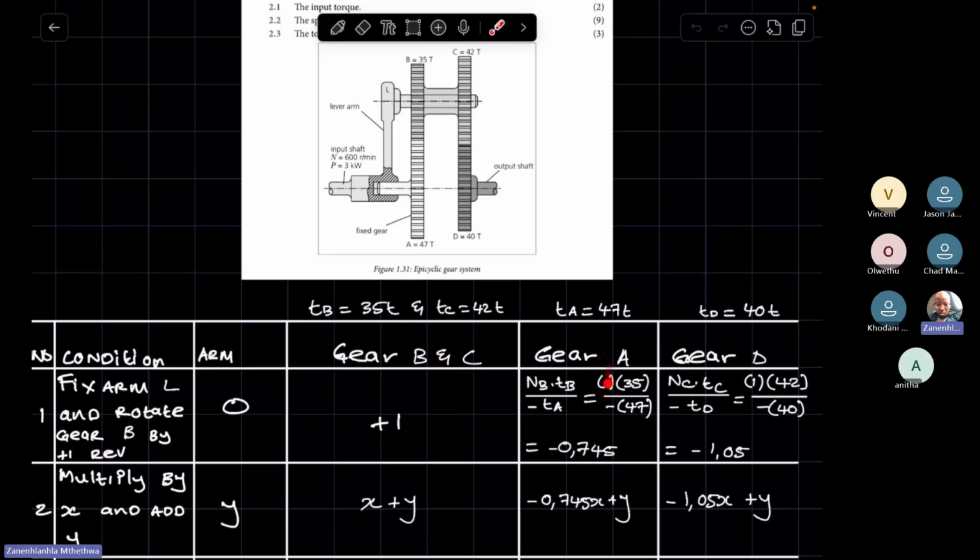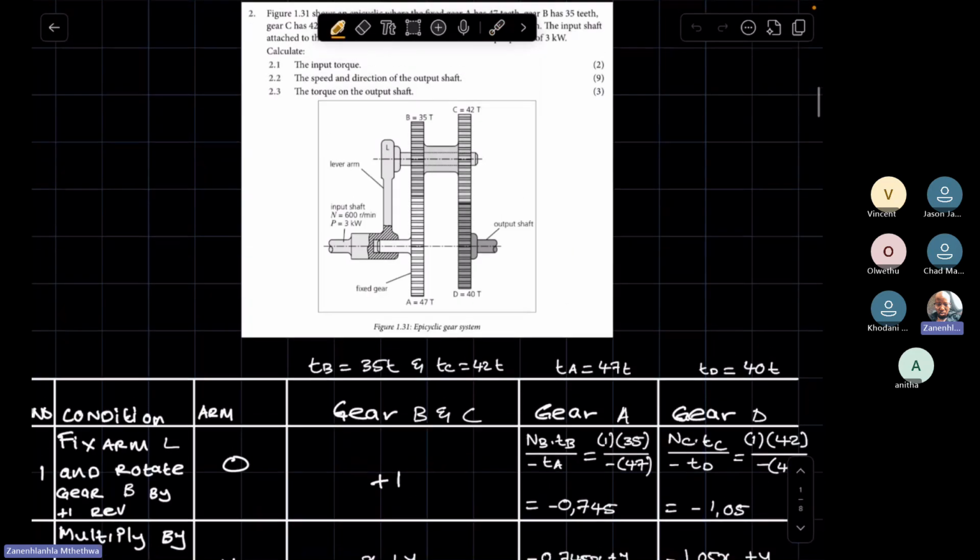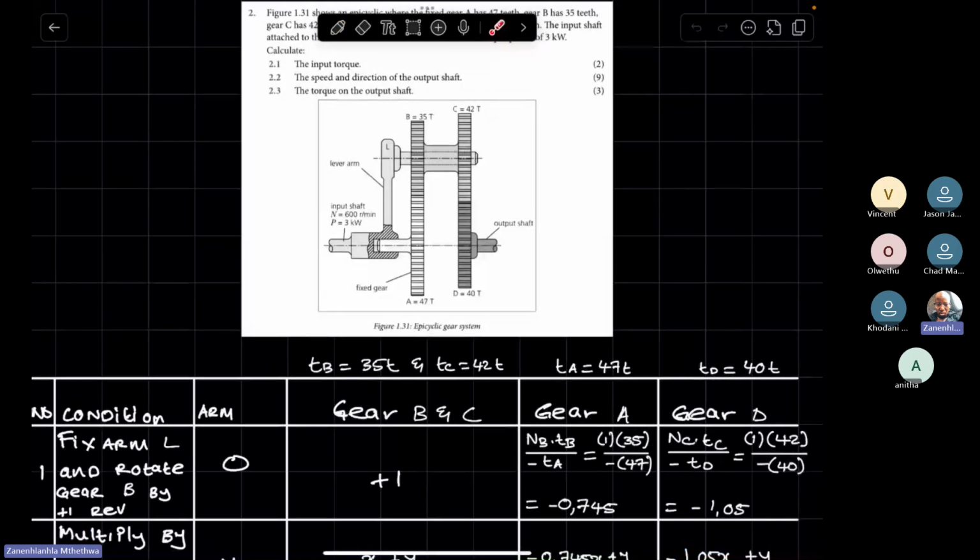So now we are going to calculate the rotational frequency of A if the arm is fixed and the annulus has been rotated by 1 revolution clockwise. Now, what we do is look at the relationship between the two gears. By two gears, I mean the gear we're looking at, gear A, and the gear it is meshing with, gear B. The relationship between those two gears is that they are in mesh, and if they are in mesh, it means the circumferential velocities of both these gears are the same.